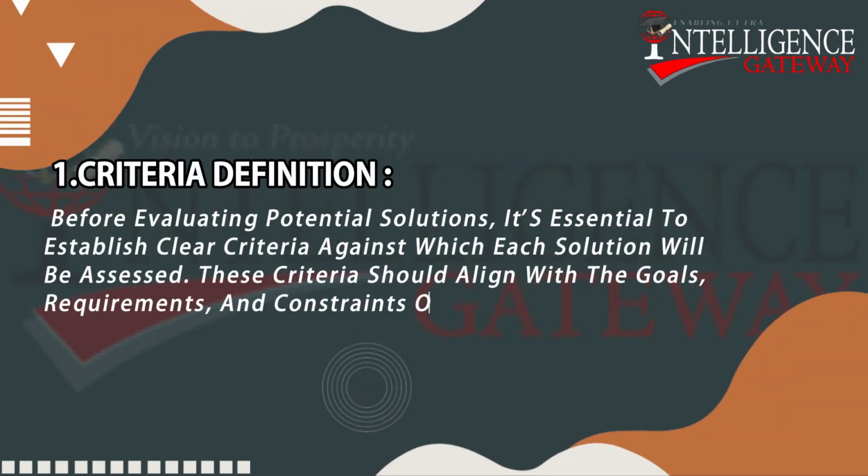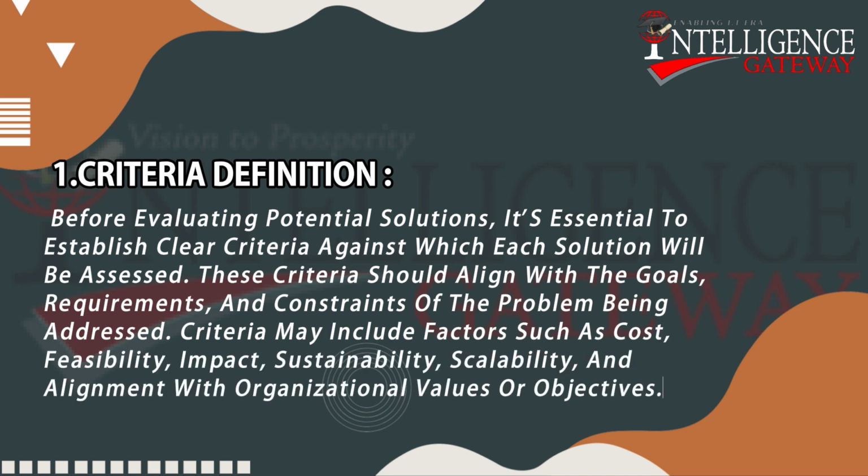1. Criteria definition. Before evaluating potential solutions, it's essential to establish clear criteria against which each solution will be assessed. These criteria should align with the goals, requirements, and constraints of the problem being addressed. Criteria may include factors such as cost, feasibility, impact, sustainability, scalability, and alignment with organizational values or objectives.